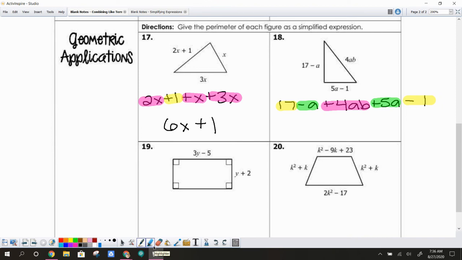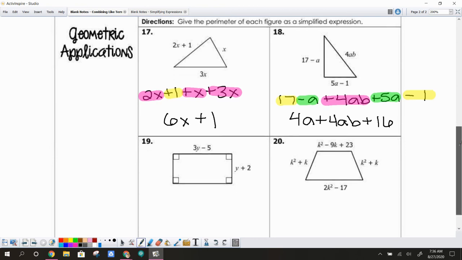So I have a negative 1A plus 5A. So negative 1 plus 5, that's 4. And then I have my AB term next, and there's only one of them, so I'm just going to keep it. And then I have 17 minus 1, which is 16.